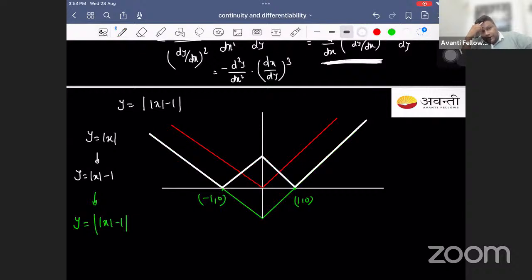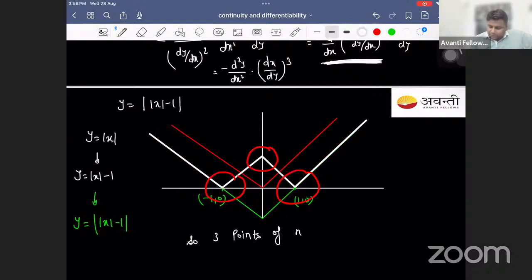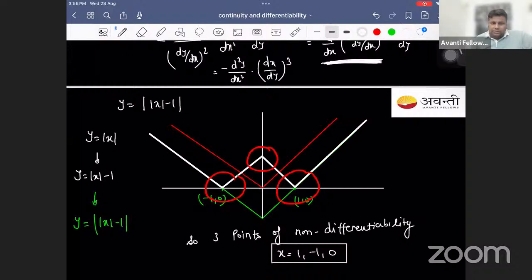Got it? Now, if you realize in this W kind of graph, there are 3 sharp corners. One is this, other is this, other is this. Got it? So having three sharp corners means 3 points of non-differentiability. And the points are x equals to 1, -1, and 0. So these are the 3 points of non-differentiability. Got it?